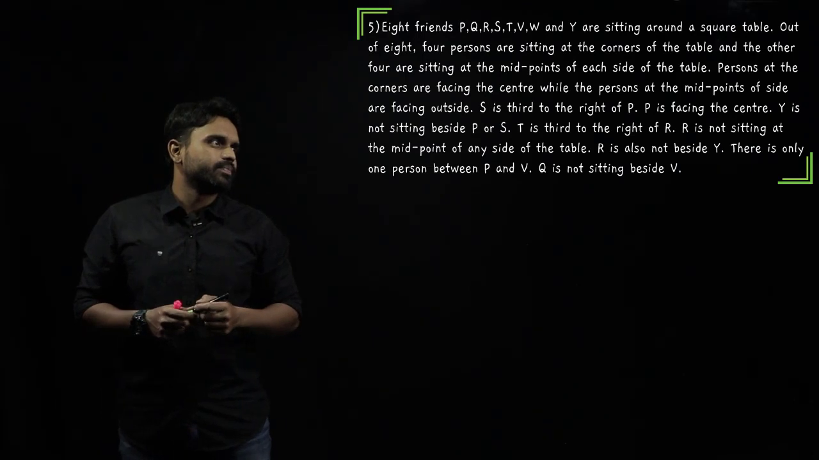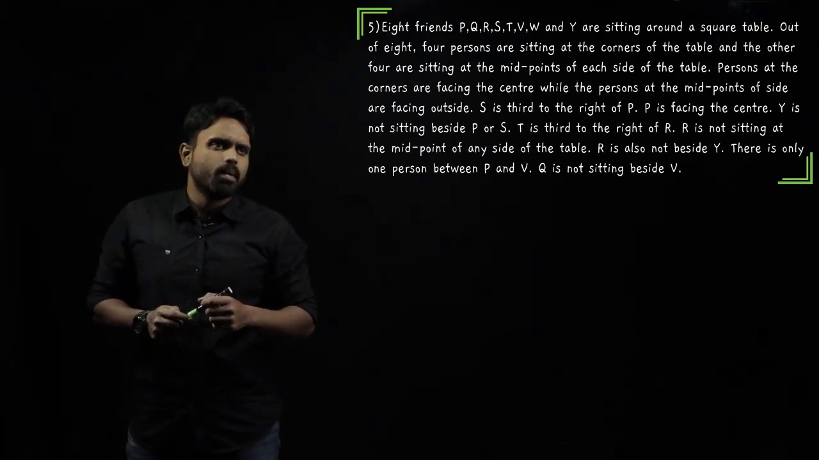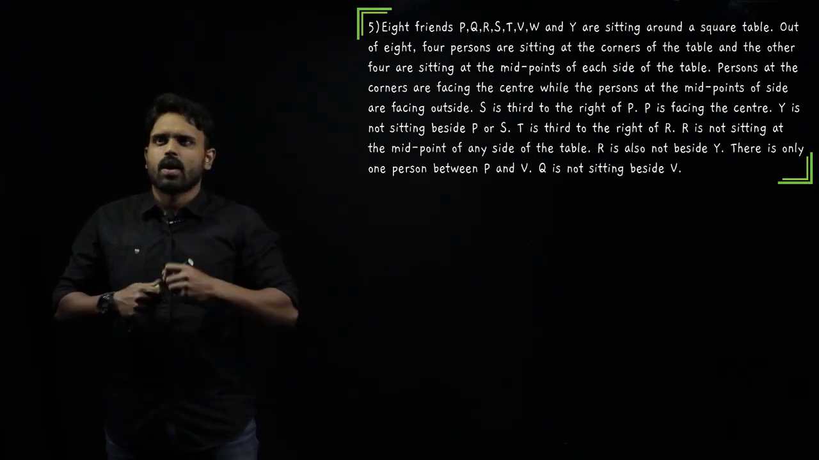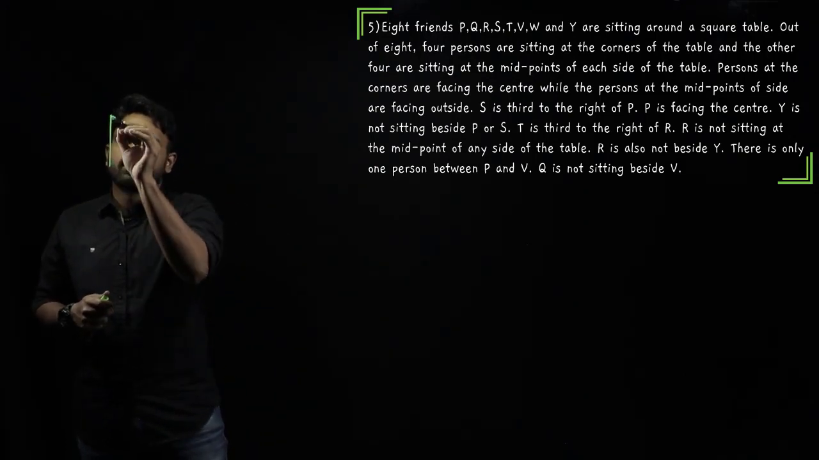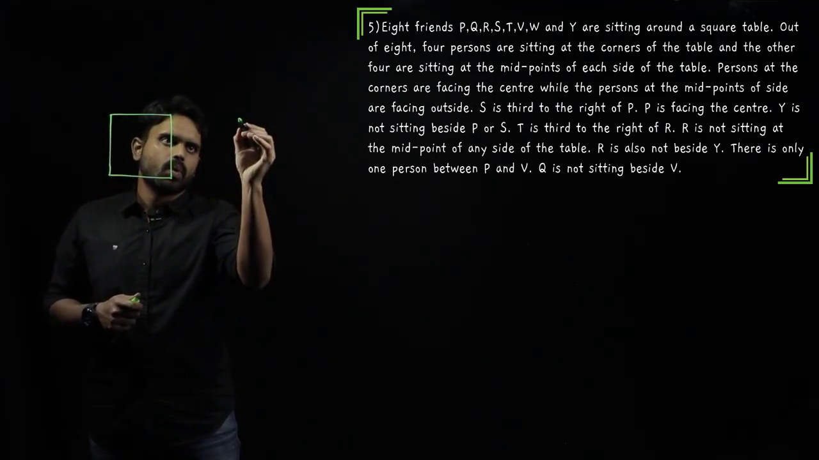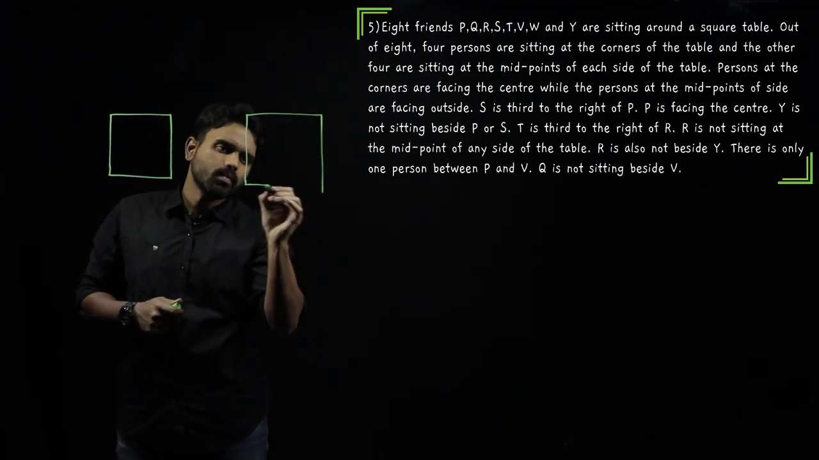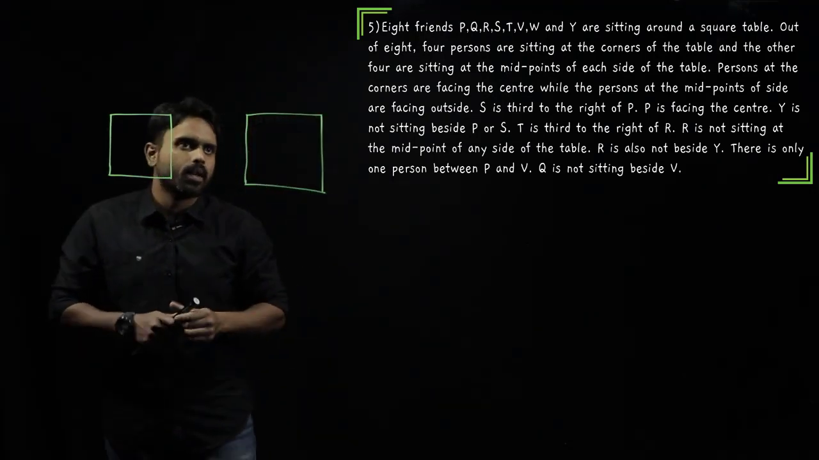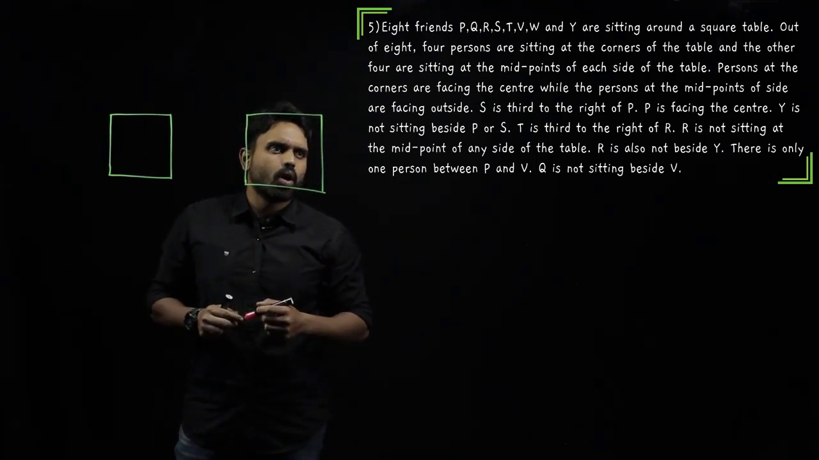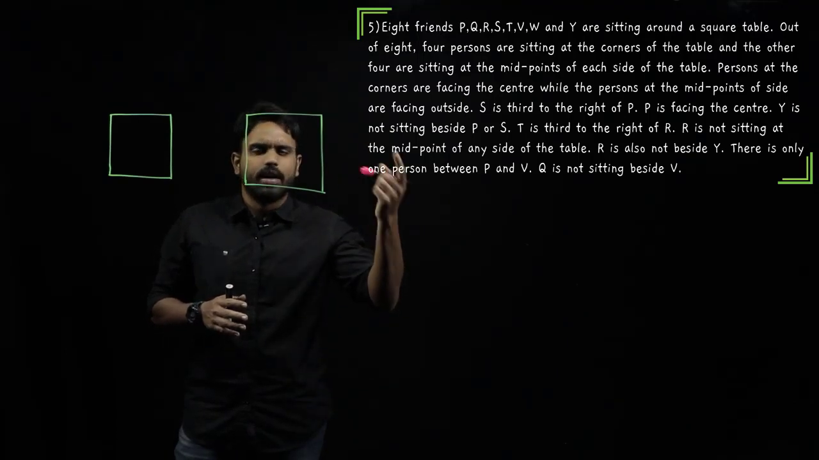So पहला question, 8 friends P, Q, R, S, T, V, W and Y are sitting around a square table. चलो जल्दी से मैं अपना एक प्यारा सा square table बना लेता हूँ. This is the square table that I have here. Out of 8, 4 persons are sitting at the corners of the table and the other 4 are sitting at the midpoints of each side of the table.